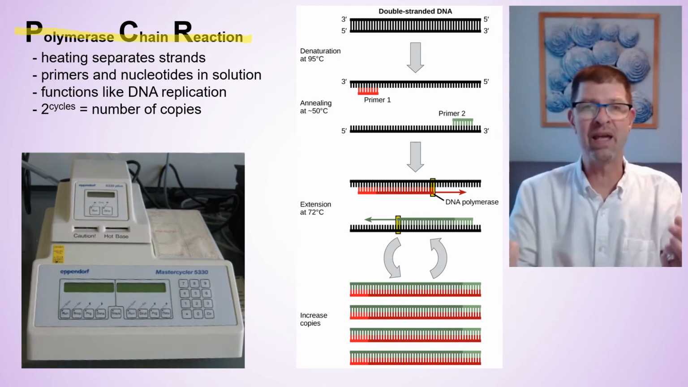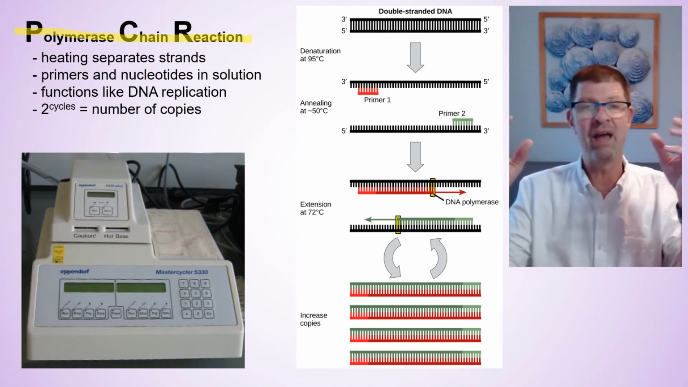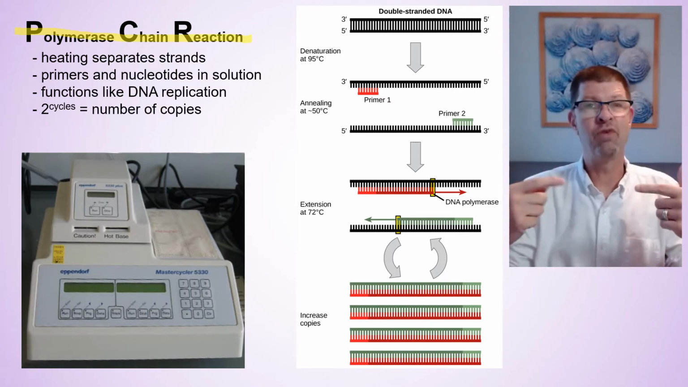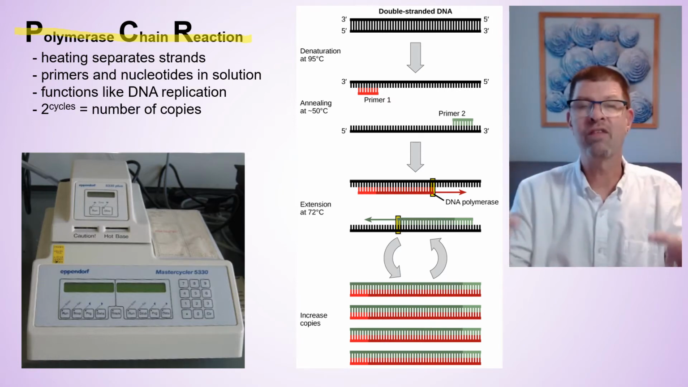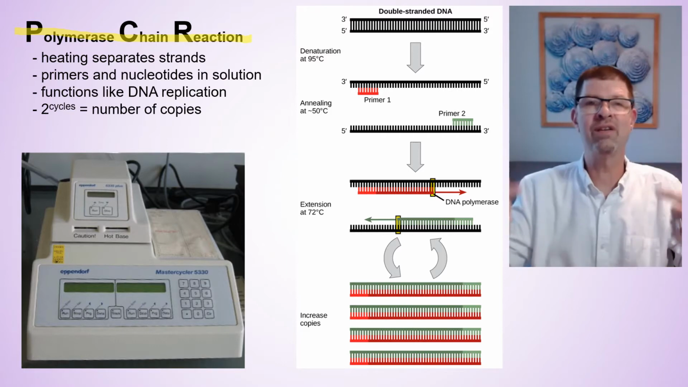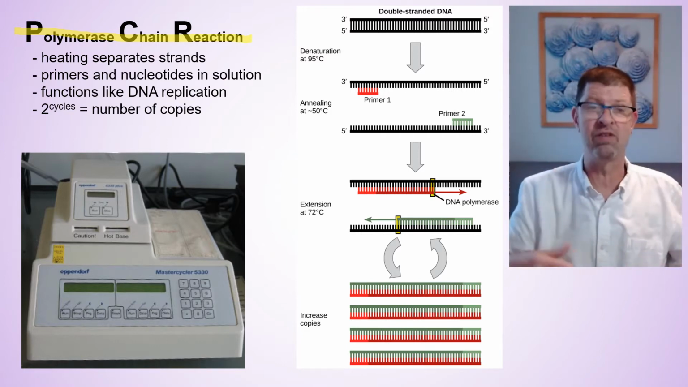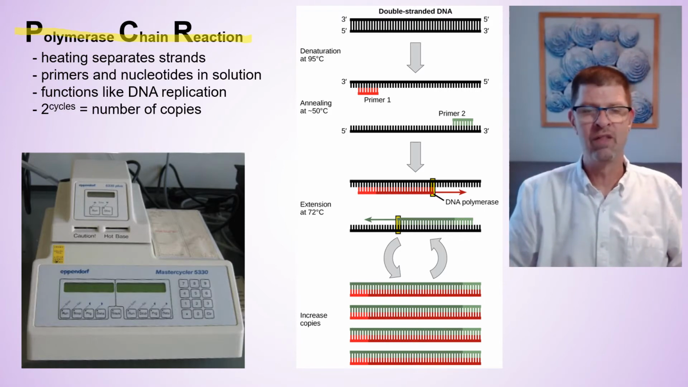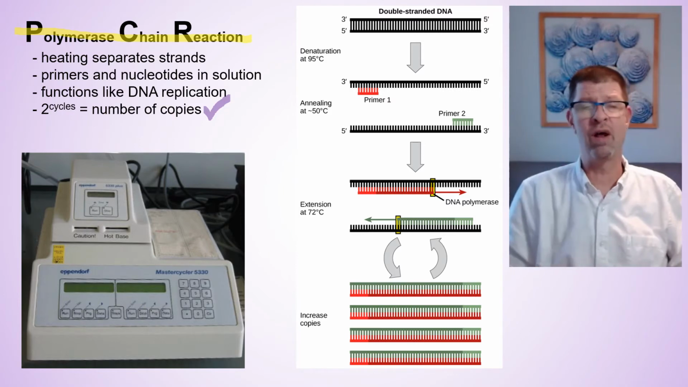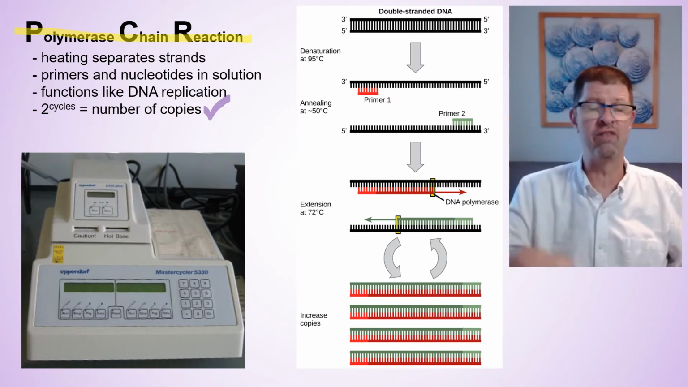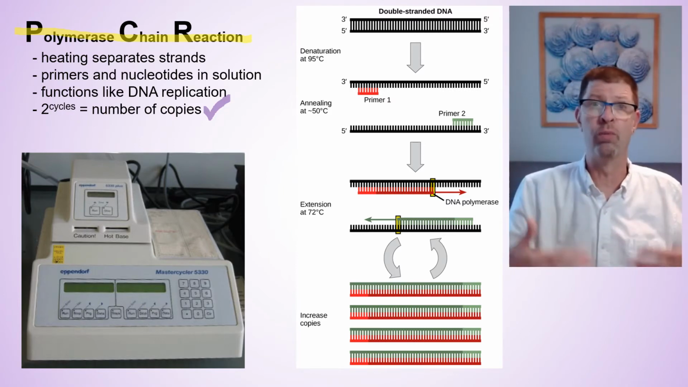If we heat it up again, each of those separate and form two new strands. So then if we've heated it up twice, we've got 4 copies. If we do it 3 times, we've got 8 copies. If we do it 4 times, we've got 16 copies. It is an exponential process, and so the number of copies that we make can be predicted by 2 to the power of the number of times we cycle through it. In fact, this process is called thermal cycling.